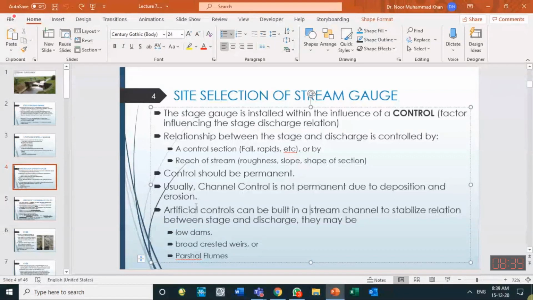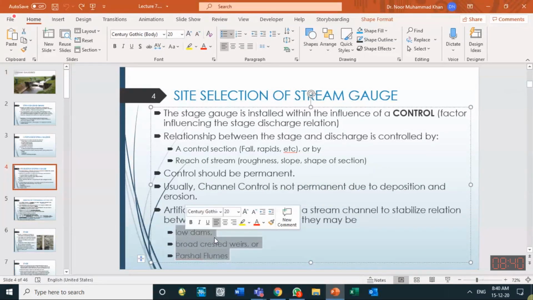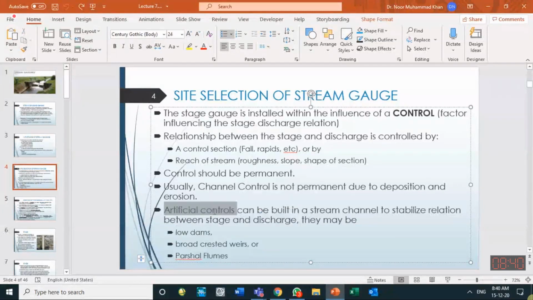So that is one of the important things, that there should be a permanent control. And control is a special word with which we want to tell what is controlling the relationship between stage and discharge. Sometimes we install artificial controls like dams, weirs, broad-crested weirs, or flumes. These are also called controls over the discharge-stage relationship. They are man-made control structures.